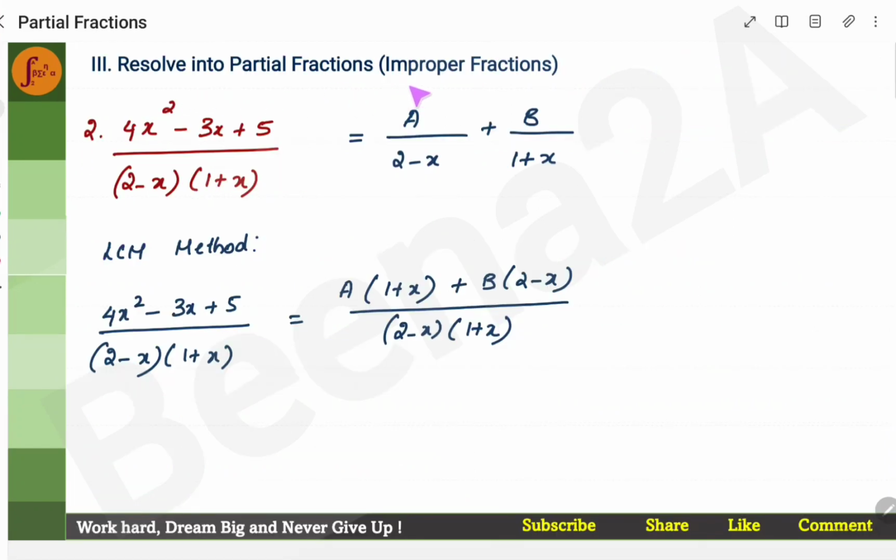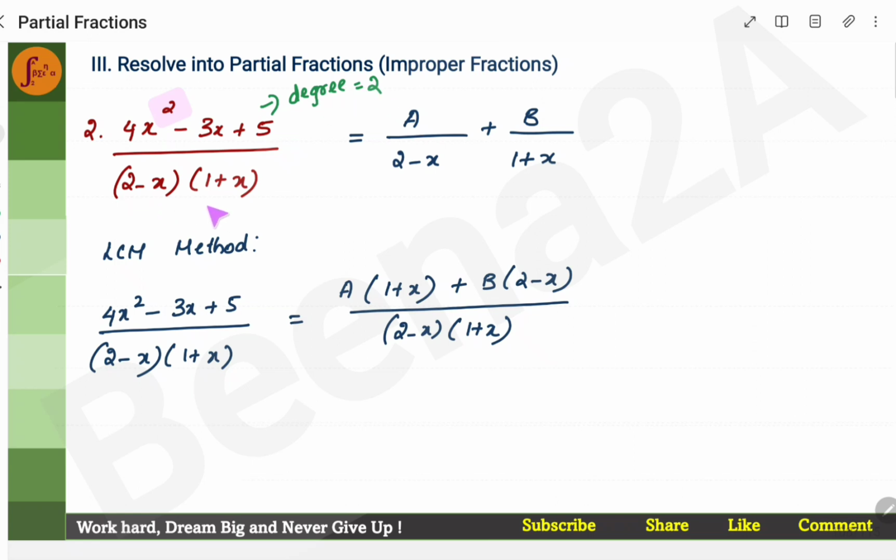Here you have to resolve improper fractions into partial fractions. So all the problems from here on would actually be improper fractions which we have to resolve into partial fractions. Now if you look at this particular problem, the degree of numerator is the highest power. And what is the degree of numerator here? It is 2, because the highest power of x is 2, so the degree is 2.